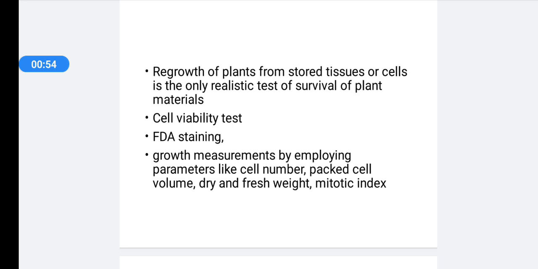The first one is the cell viability test. We can do FDA staining. There are many staining techniques for determining the viability of cells. We can also do growth measurements, with parameters like cell number, or we can take the dry and fresh weight. We can take the mitotic index. We can do the packed cell volume, or you can estimate the nitrogen content, or something like that, which are indirectly related to the viability.